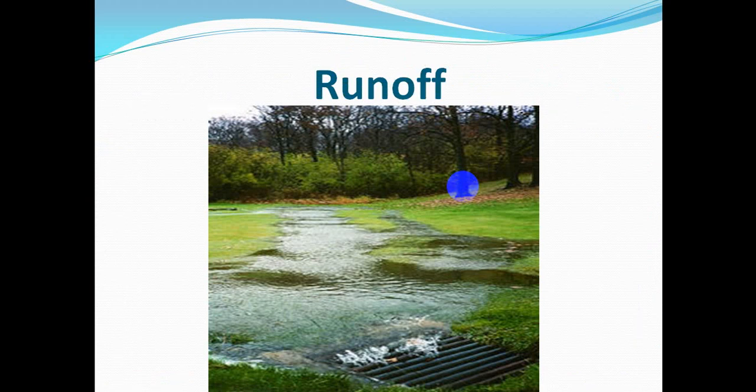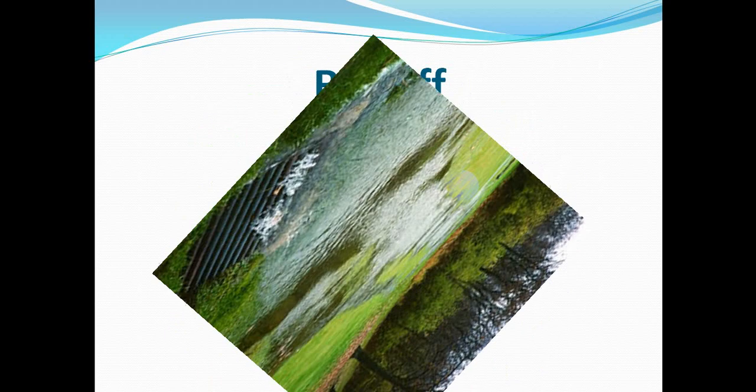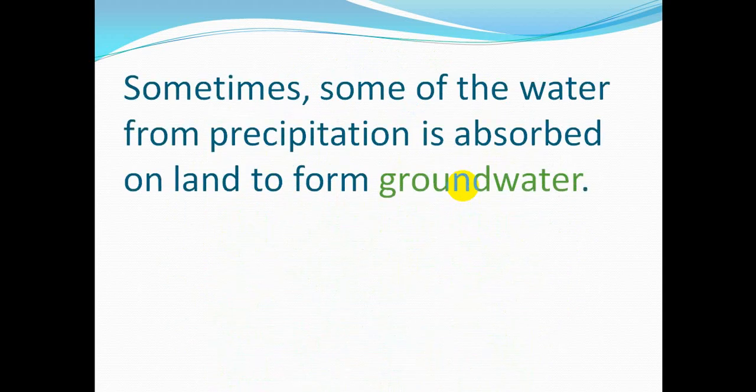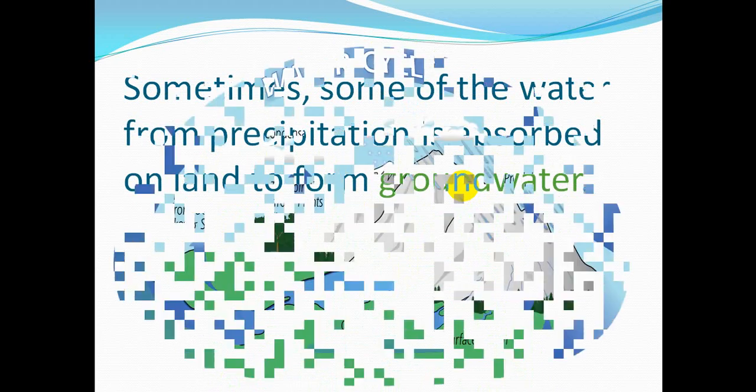What's going on next? The fourth and the last step in the water cycle is runoff. When the precipitation, which we already said is rain, snow, sleet or hail, falls down to earth, it will run to form the water surfaces which we know on earth. But sometimes some of the water from precipitation is absorbed into the land to form groundwater.